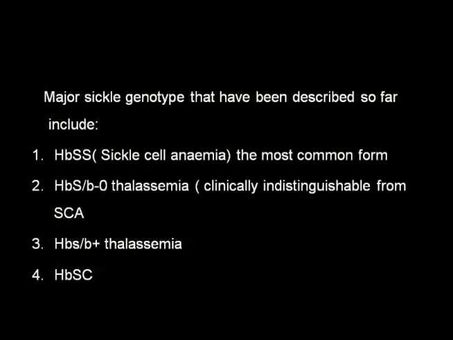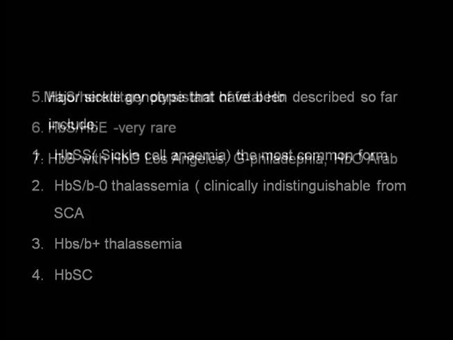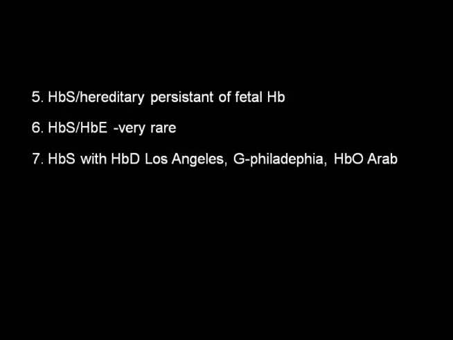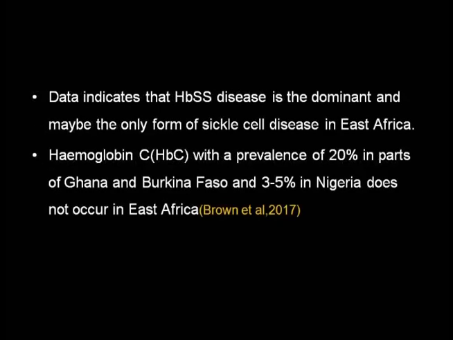So there are like 7 types of sickle cell disease. I'm going to just mention some of them, but the most common one is HBSS, which is more common in East Africa. So we have the HBSS, we have the HB beta thalassemia, we have the HBC, we have the HBE, we have the HBS plus the fetal HB, and then we have the others that are HBD Los Angeles, the G Philadelphia HB, and the Arab type. So I'm going to concentrate on the HBSS, which is common in East Africa.